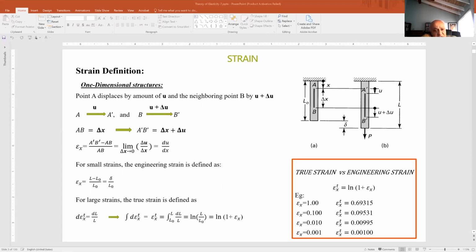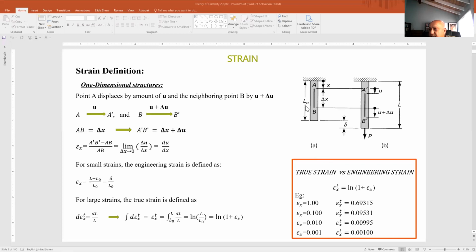Let us define strain as a measure of the deformation of an elastic body, similar to stress, which is a measure of internal load, the intensity of internal load. Strain would define the intensity of internal deformation. Let us first consider a one-dimensional body, a rod that has initial length of L0, as shown in picture A, and it's being loaded along its length, and it deforms, as shown in picture B.